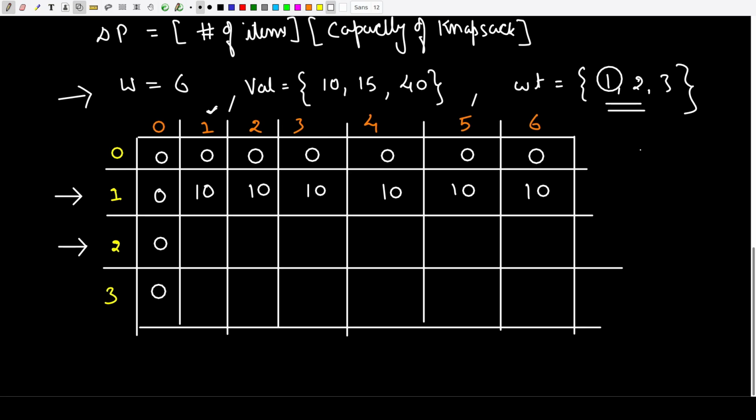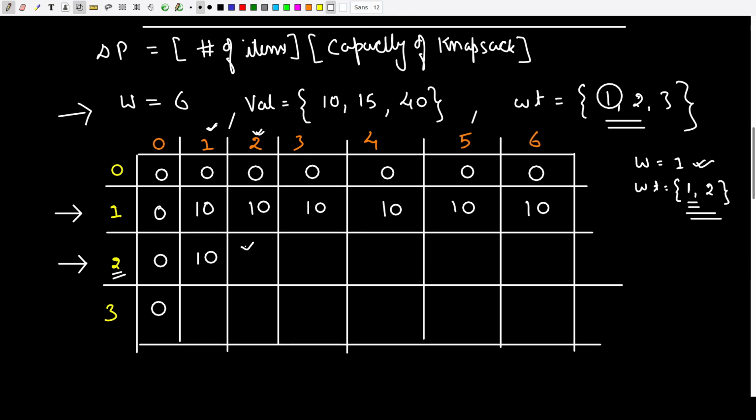So let me explain this. Over here, the capacity of the knapsack is 1 unit. The items which we have are these two items. Now clearly, of these two items, I will be able to pick only this item, since the capacity is 1, because of which the value associated with that item will come over here. So this is 10.